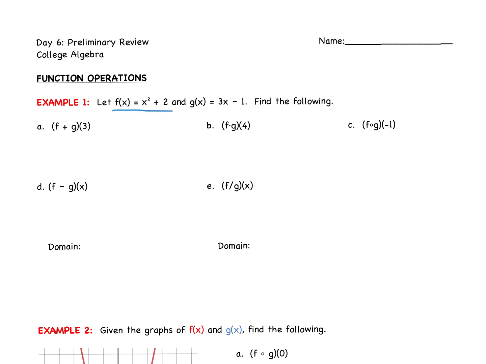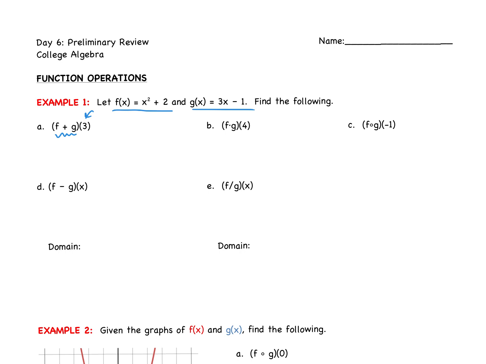We're given this f of x, and we're given this g of x. And we have to find a whole bunch of different items. Example A is asking us for f plus g of 3. So we have two different options. We can find f plus g first, and then plug in 3, or we can start by plugging in 3.